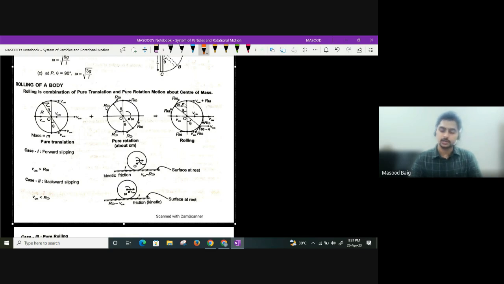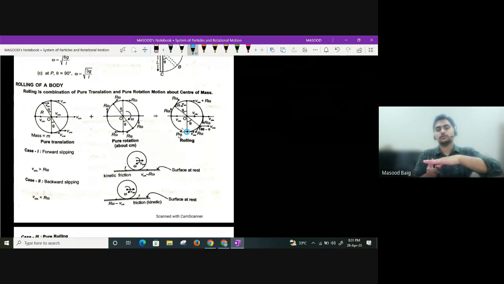So this will be the combined translation as well as rotation effect at every point, guys. Now this point is very important. The bottommost point is very important, guys. Now this bottommost point usually will be connected with a fixed surface.